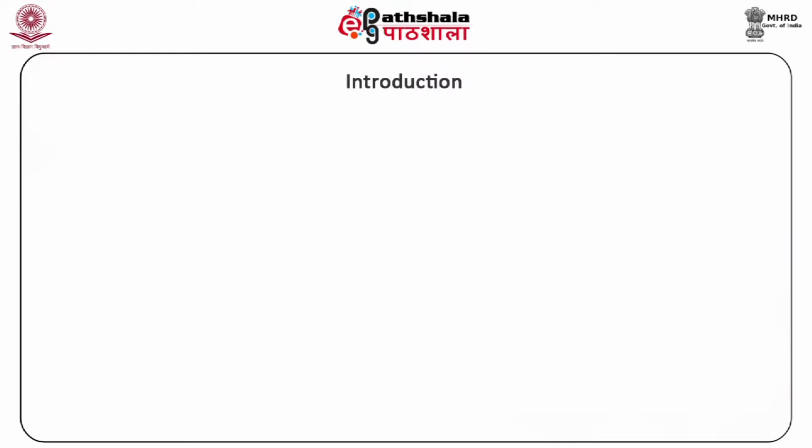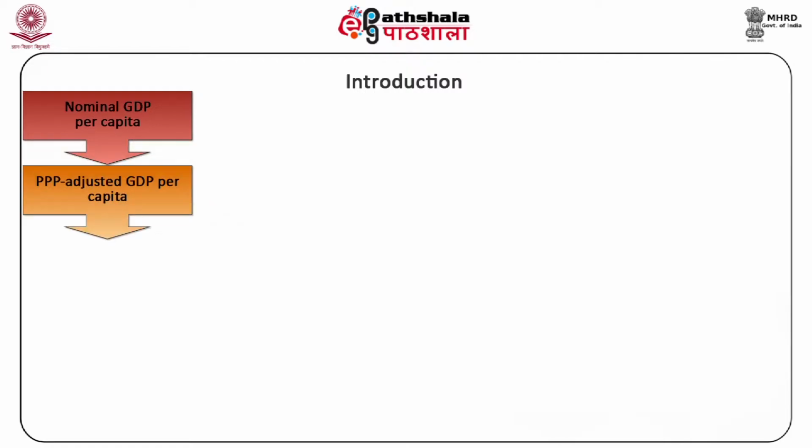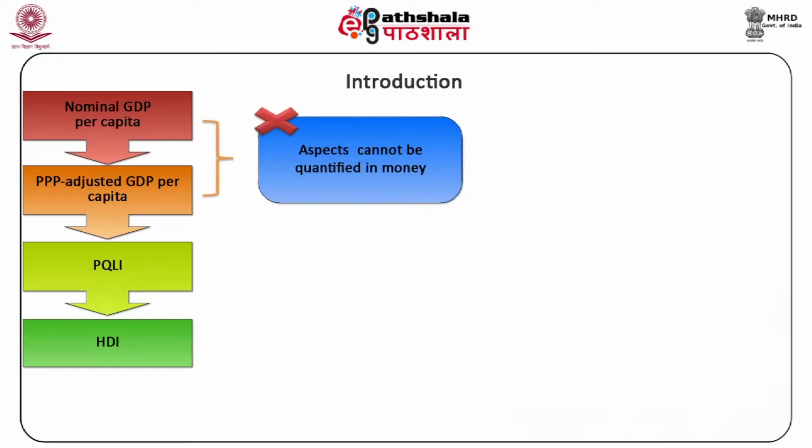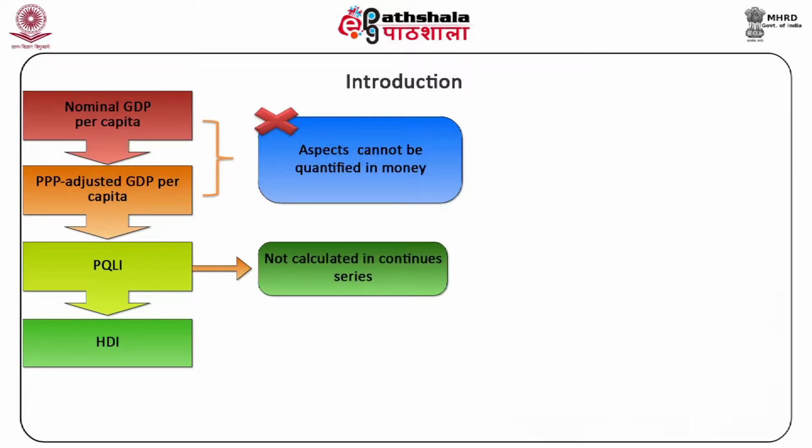The standard measures or indicators of economic development are nominal GDP per capita, PPP adjusted GDP per capita, PQLI, and HDI. The first two do not take account of aspects of economic development that cannot be quantified in money. The PQLI does try to take account of the material or physical aspects of life, but it has not been calculated in any kind of continued series.